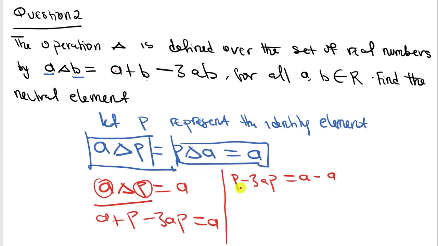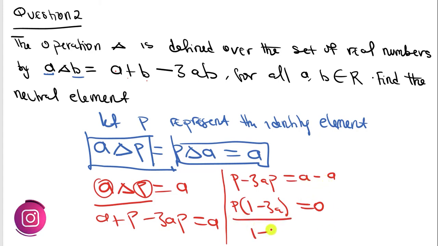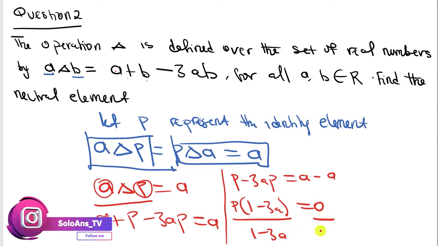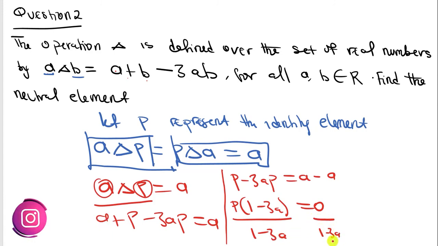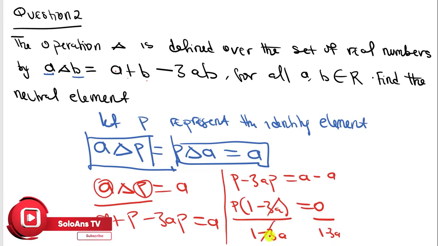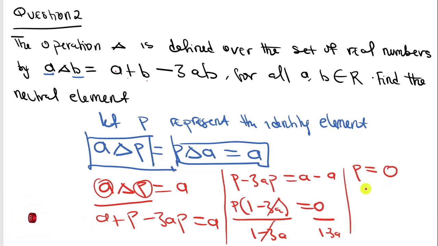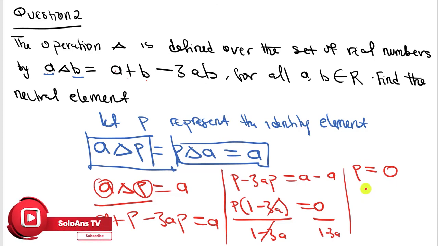There's a common factor, which is p, the identity element, and that is what we want. So we factorize it out, and that gives us p bracket open, 1 minus 3a, which will be equal to 0 because a minus a is 0. We are solving for p, so we divide both sides by 1 minus 3a. We cancel out, and 0 over any expression is 0. So we get p to be equal to 0, and our p, the identity element, is now equal to 0.